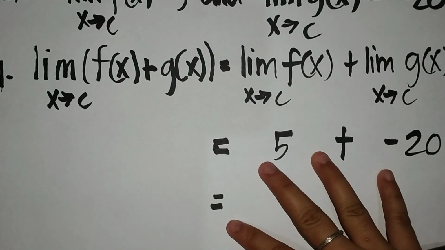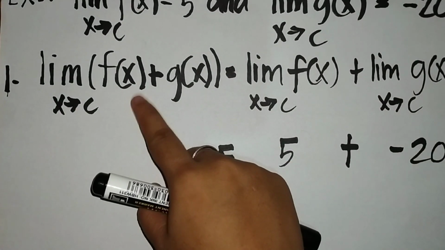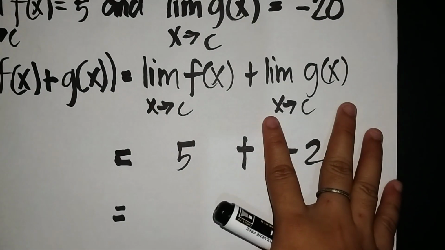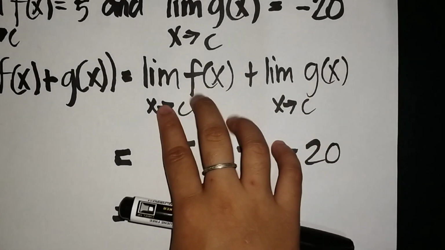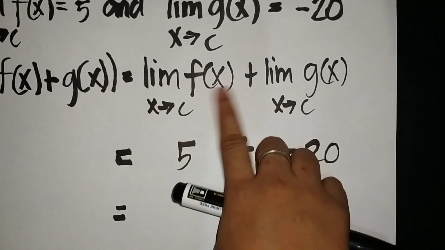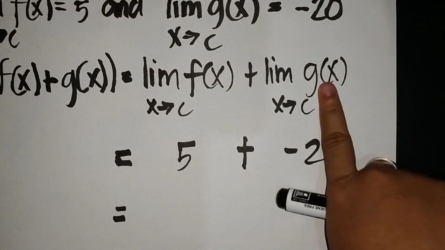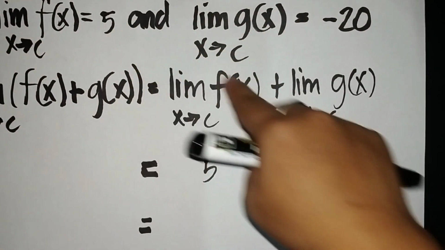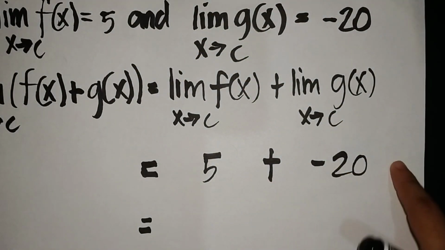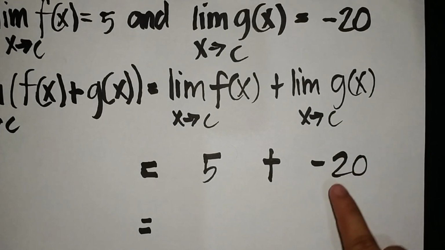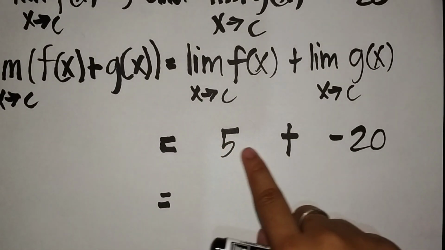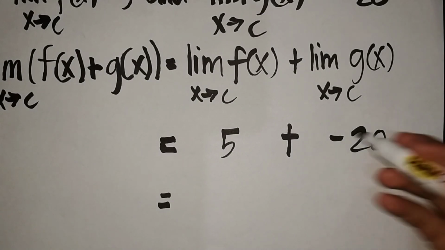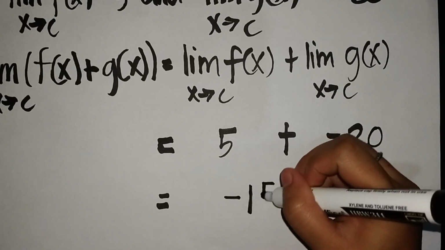So for our example number 1, we have the limit of f of x plus g of x as x approaches c. Here we represent it as the limit of f of x as x approaches c plus the limit of g of x as x approaches c. We know that the limit of f of x is 5, and the limit of g of x as x approaches c is equal to negative 20. So we do the operation: 5 plus negative 20 is equal to negative 15.